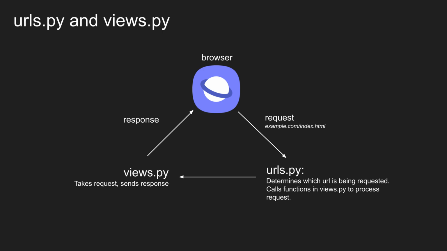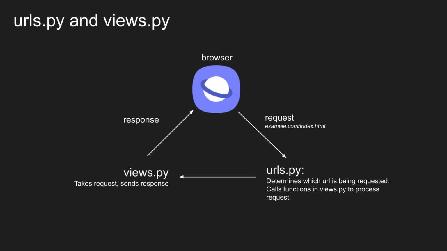example.com/index.html. This request first goes to our urls.py file inside Django. The urls.py file looks at the URL or page being requested. We define our URLs inside this urls.py file to let Django know that there's a page with that link. Also inside urls.py file, we tell Django what to do when this page is being requested. The urls.py file calls a function inside the views.py file, which then sends a response back to the browser to be displayed. This is how URLs and views work in Django in really simple terms.